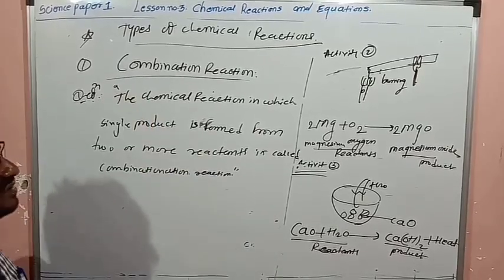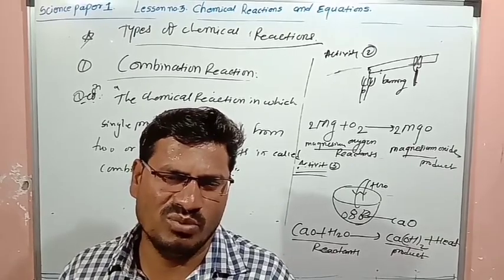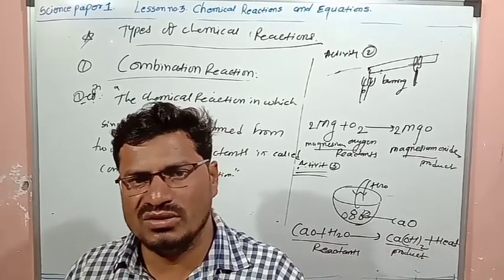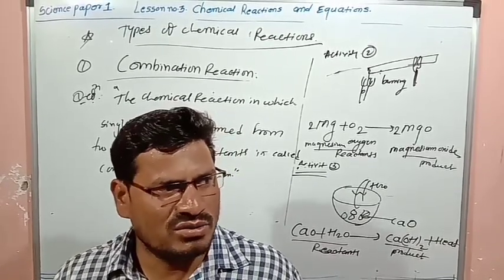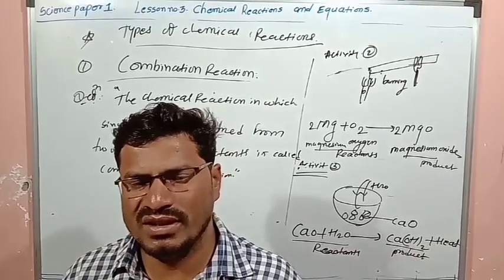So what is a combination reaction? The chemical reaction in which a single product is obtained from two or more reactants is called a combination reaction. Or, two or more reactants give rise to a single product.